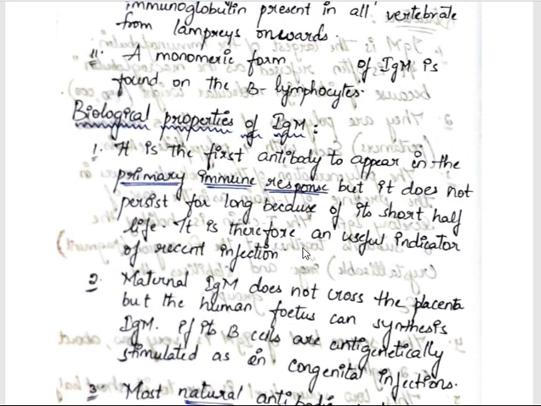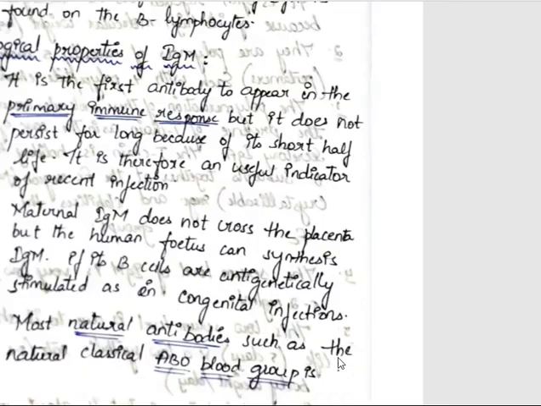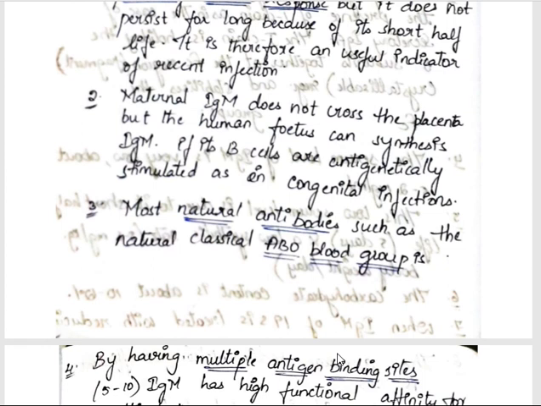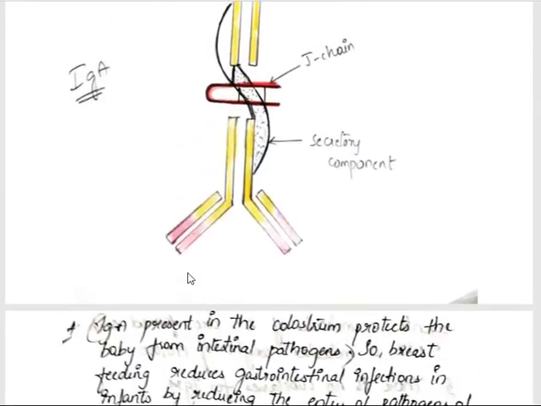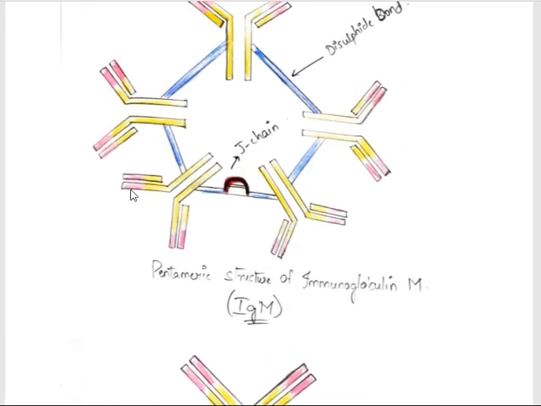The maternal IgM does not cross the placenta, but the human fetus can synthesize IgM if its B cells are antigenically stimulated, as in congenital infections. Okay, most natural antibodies, such as those of the ABO blood groups, are IgM. Then coming to the next, it has multiple antigen binding sites because it's a pentamer, isn't it? So obviously each one is going to have 1, 2.